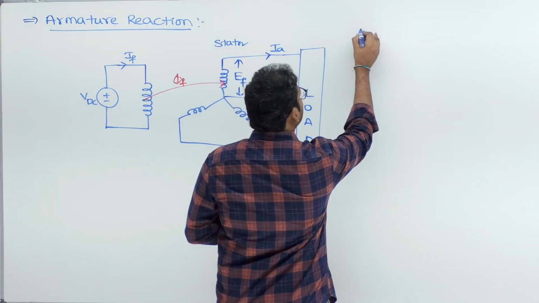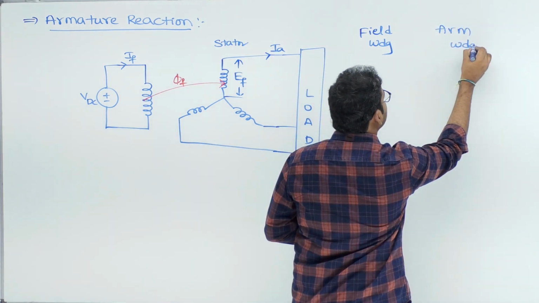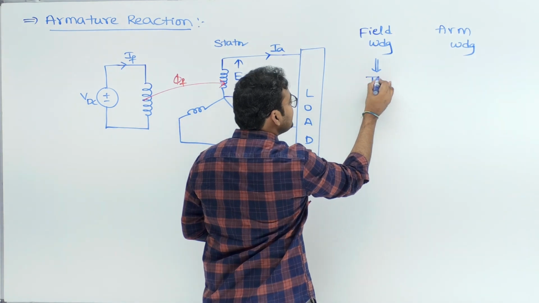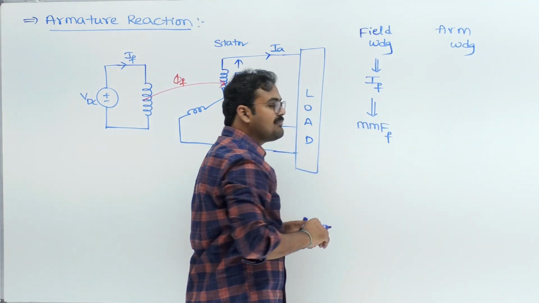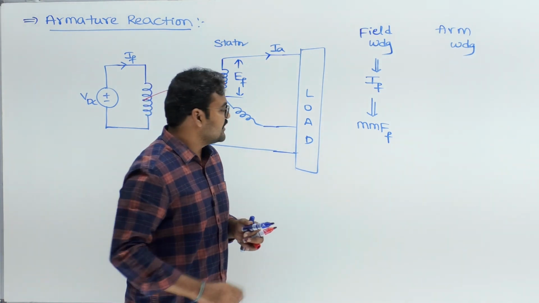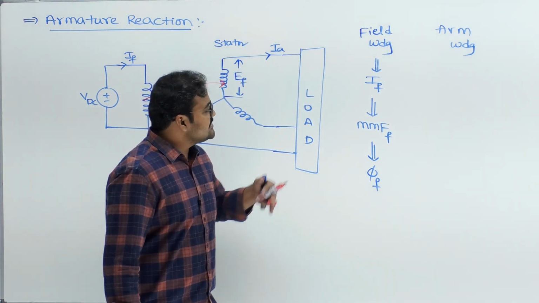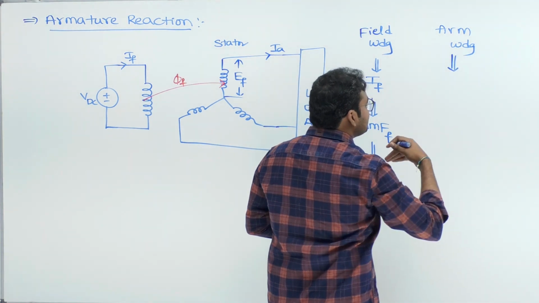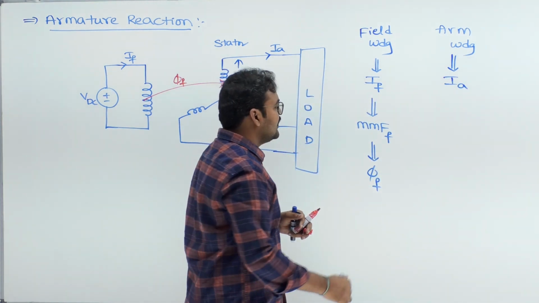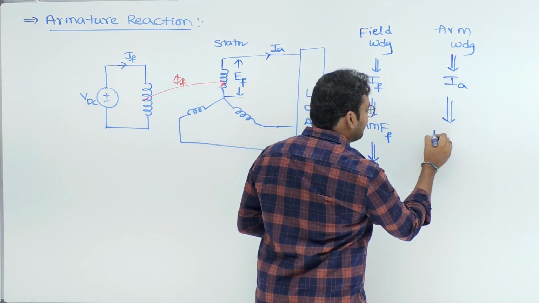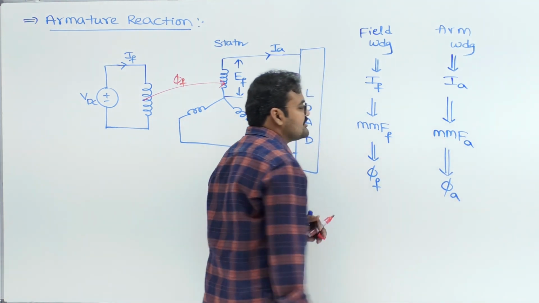So therefore, there are two windings available. One is the field winding, another one is the armature winding. This field winding will be excited using a DC current called field current. That field current will create an MMF called field MMF, because MMF is number of turns into current. And this field MMF will create a flux called field flux. Understand? Similarly, on the other side, the moment the armature circuit is connected to load, immediately the armature winding will generate a current called armature current. This armature current will develop an MMF called armature MMF, and that MMF will create a flux called armature flux.